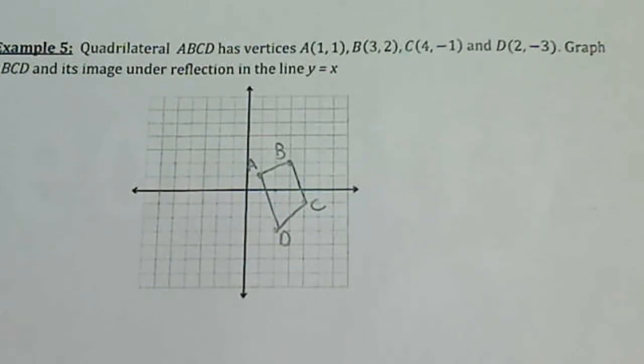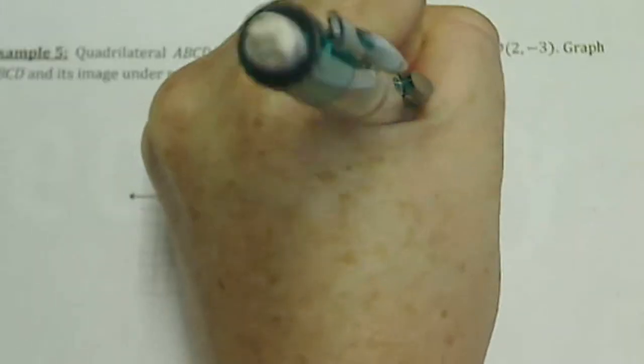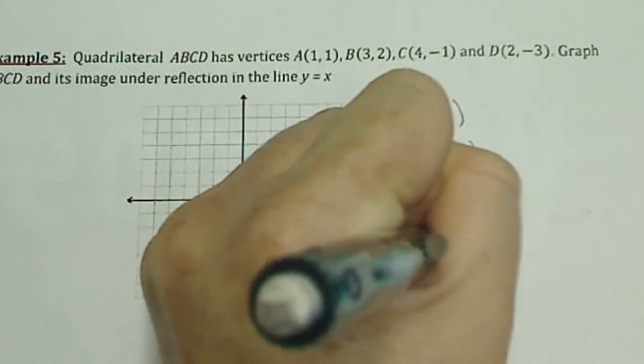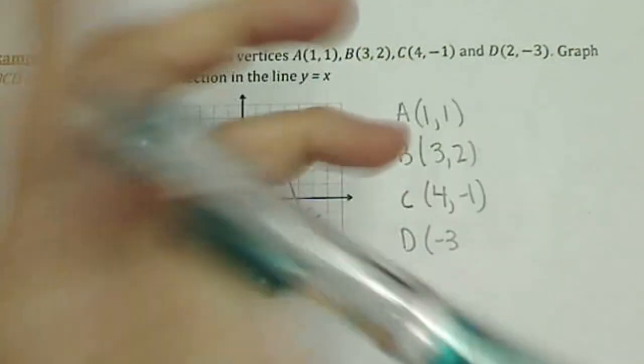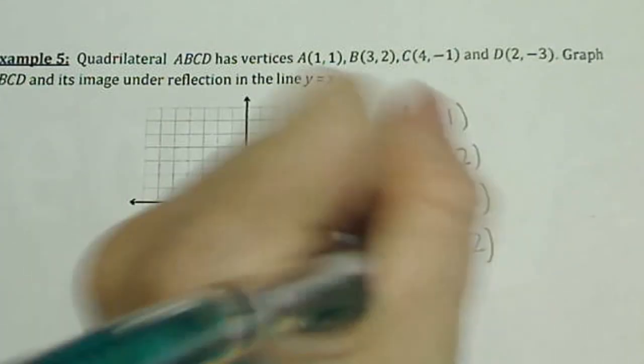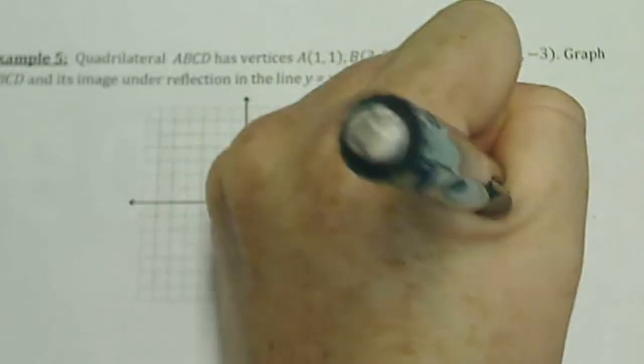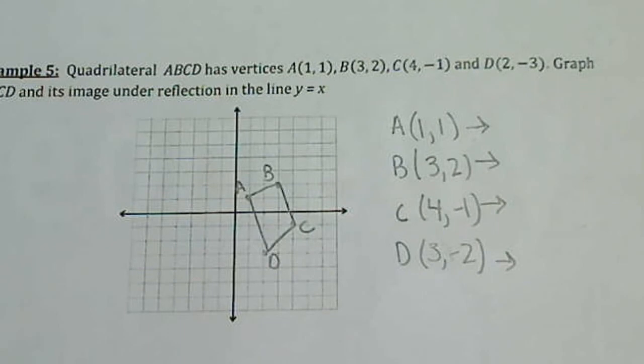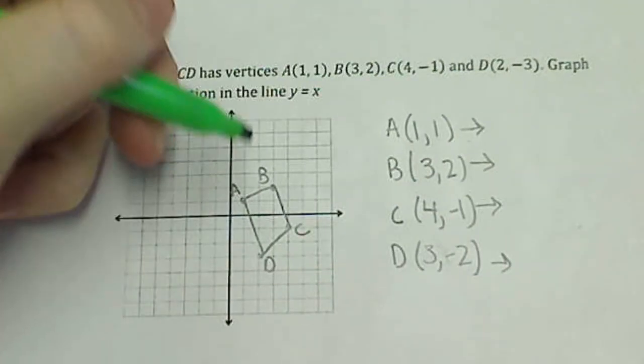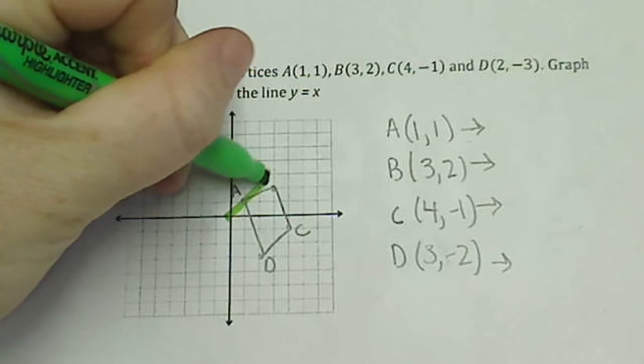Alright, let's try this last example. Example number 5. It is the same quadrilateral as in example 4. So go ahead and label it. Oops, 3, -2. And where is our line of reflection? Our line of reflection is the equation y = x, which is this right here.